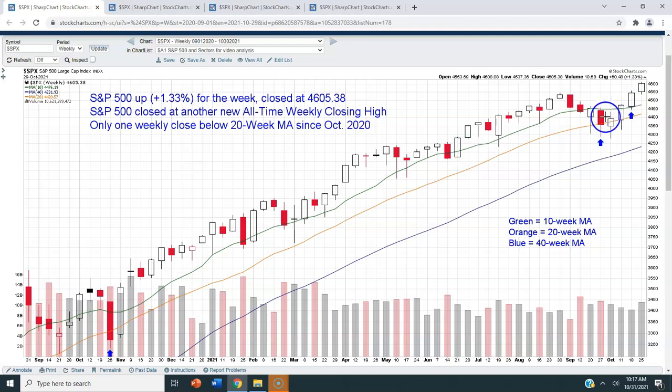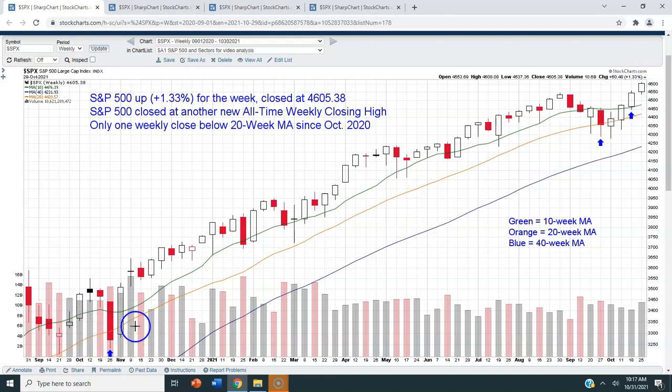Now, we know that 5 weeks ago we had one candle here that closed just barely below the 20-week moving average, and the last time that happened was about a year ago. So just recently we had a few weeks with some trading below the 20-week moving average. We had this candle right here that closed barely below it. But of course, over the last 4 weeks, we've recovered everything we lost and moved into new all-time highs.